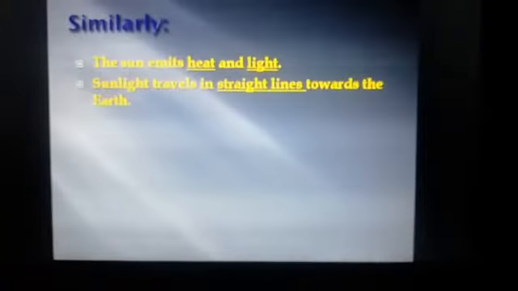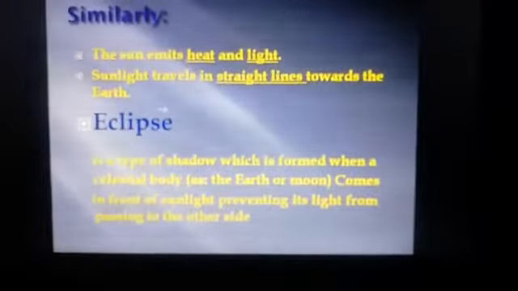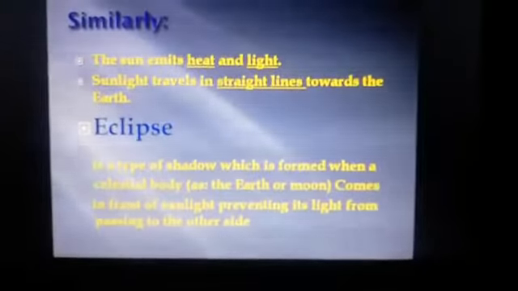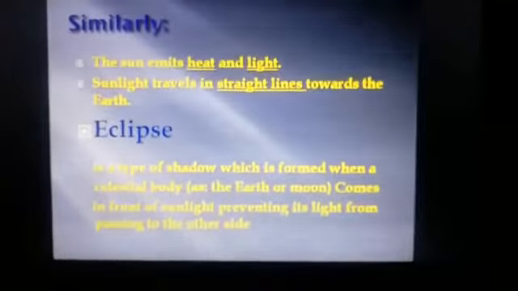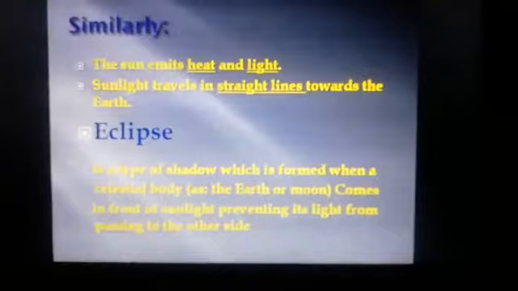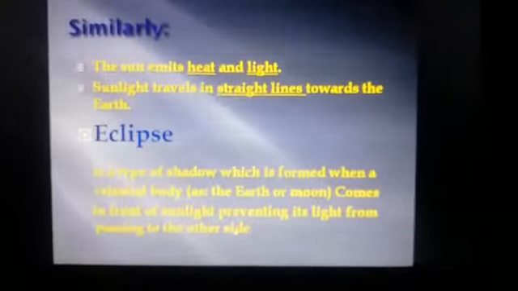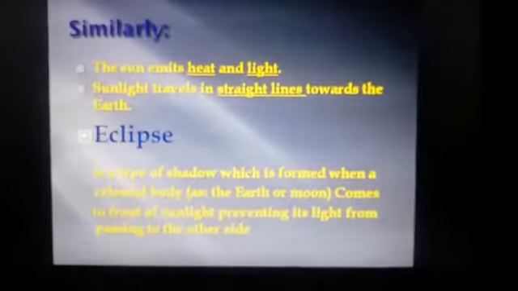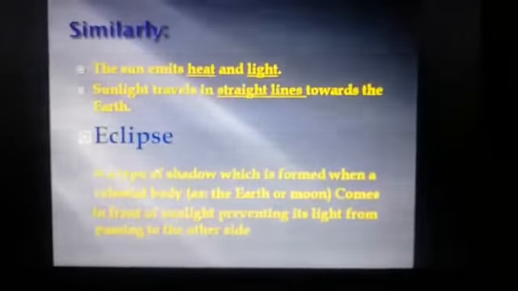The sunlight travels in straight lines towards the earth, and when a dark celestial body such as the earth or moon comes in front of sunlight, it prevents the sunlight from passing to the other side. So shadow is formed. And in this case, shadow is known as eclipse. We have two types of eclipse.